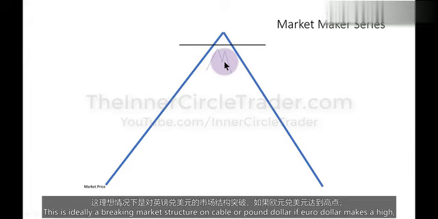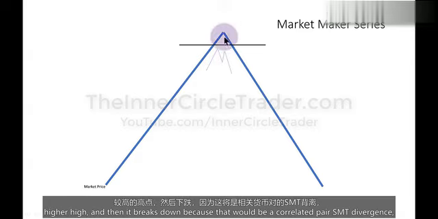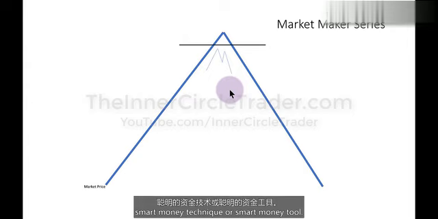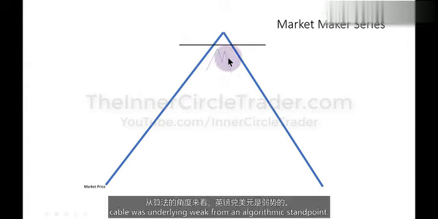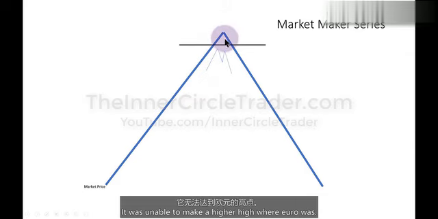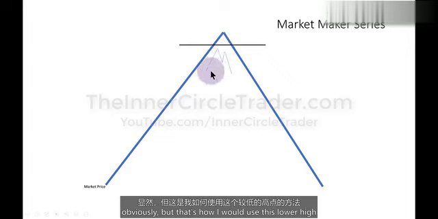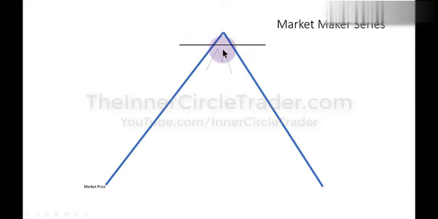This is ideally a break in market structure on cable or pound dollar if euro dollar makes a high, low, higher high, and then it breaks down, because that would be a correlated pair SMT divergence, smart money technique or smart money tool, because what that is indicating is that cable was underlyingly weak from an algorithmic standpoint. It was unable to make a higher high where euro was, and I'm speaking hypothetically obviously, but that's how I would use this lower high formation.